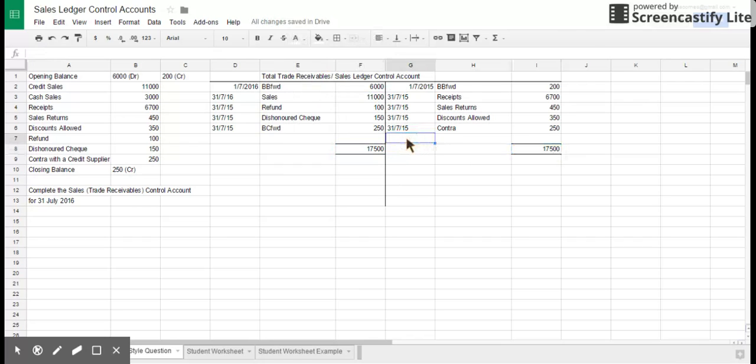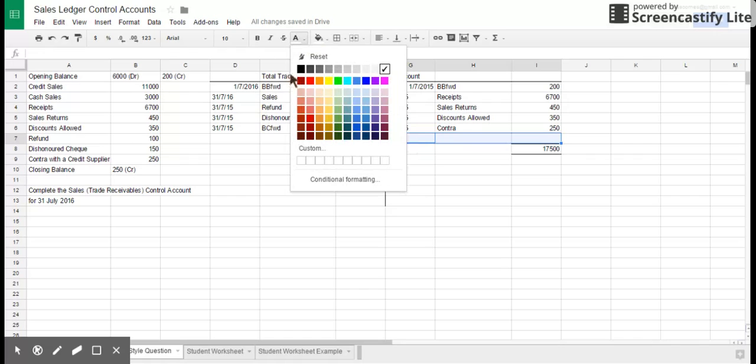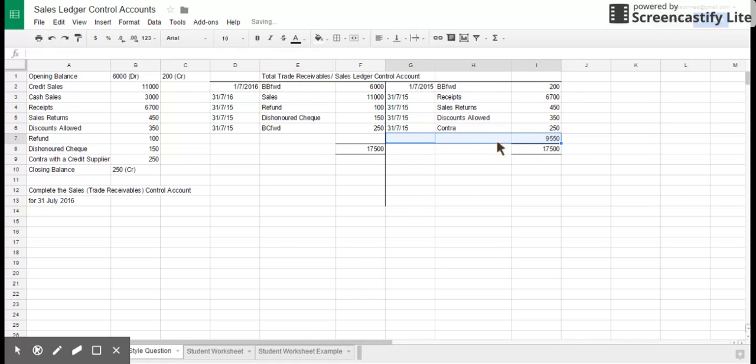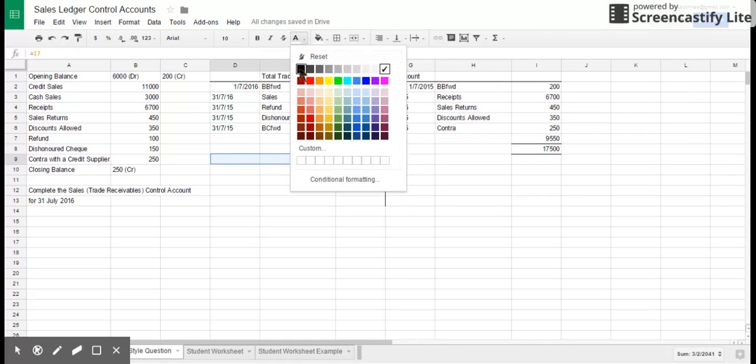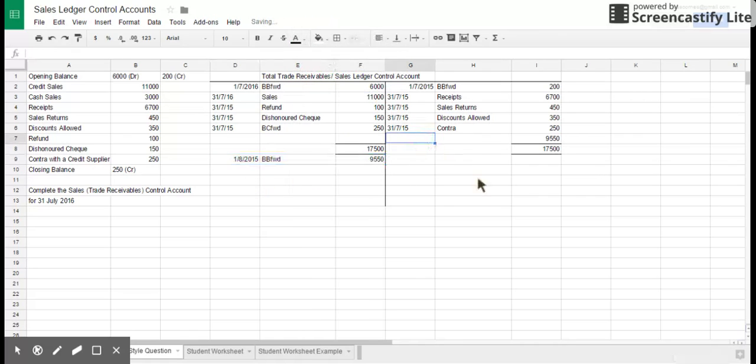And when I do that, what I'm going to find is that the balance carried forward is going to be 9,550. Therefore, the balance brought forward at the start of the following month, which is the 1st of August 2016, is going to be 9,550. I'll just put the date in there, and that's fine.